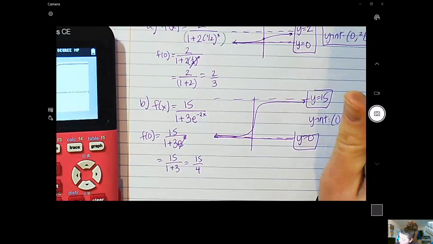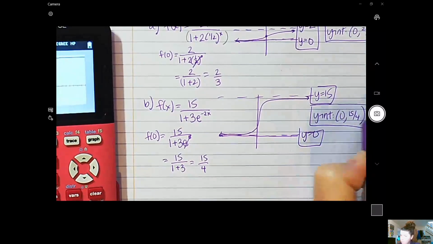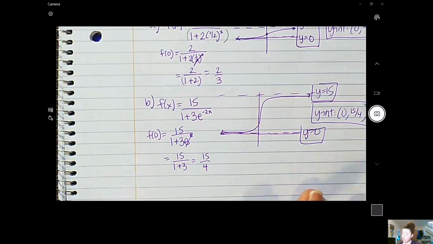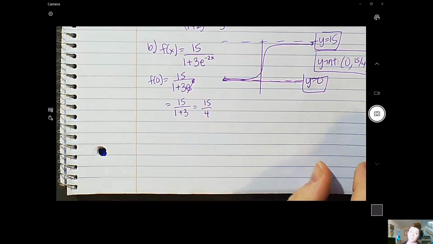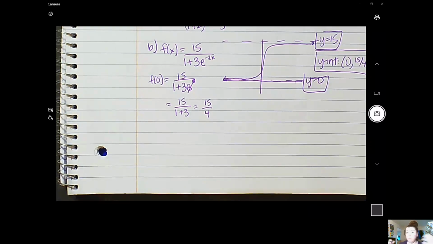0, 15 fourths. If you want to write that as a decimal, you can, because it's a fourth, so it's going to work out really nicely. It's just not important. So this is often used with population modeling. Sometimes when you're doing population problems, they'll have you do it exponentially because it's at the beginning of the population growth and it's still showing exponentially. Sometimes they'll have you do it in terms of logistic growth because the place is running out of space.